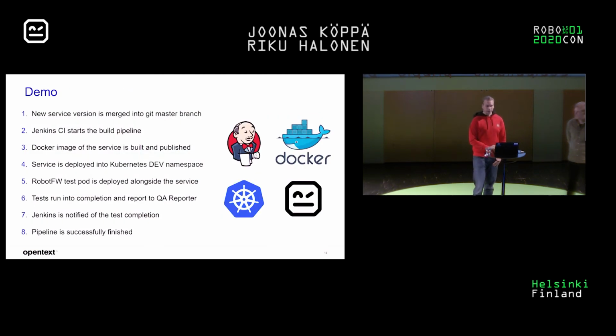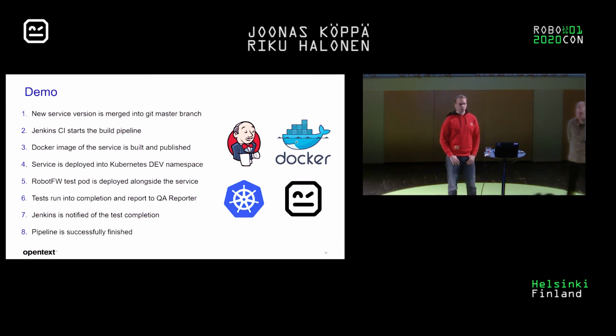And now, at the end, we want to show a quick demo. So I have a new service version, which was merged into the master branch. And as the pipeline goes on, Jenkins will first start the pipeline. It will create a new Docker image of the service and publish it to our own Docker registry. Then it will deploy the service into our dev namespace.